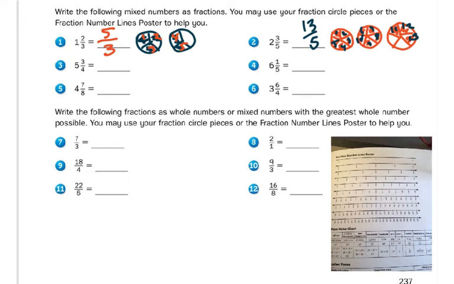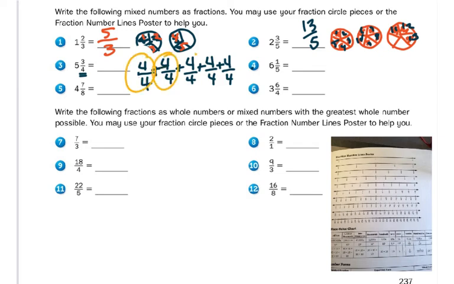We could take 5 whole circles. We know that those circles are all in fourths because that's what my denominator tells me. So I can take 4/4. Here's another whole circle, another whole circle, another whole circle, 4/4. Oh, sorry. Let me do that again. Here's 1, 2, 3, 4, 5 full circles for the 5, and then 3/4 more.